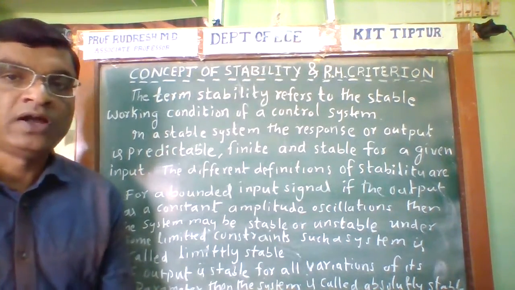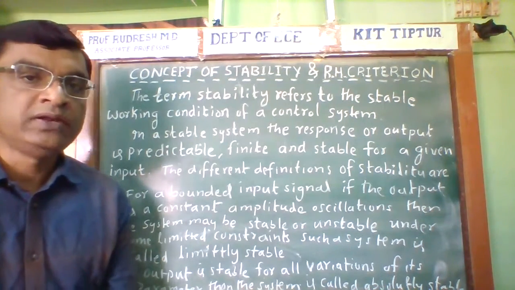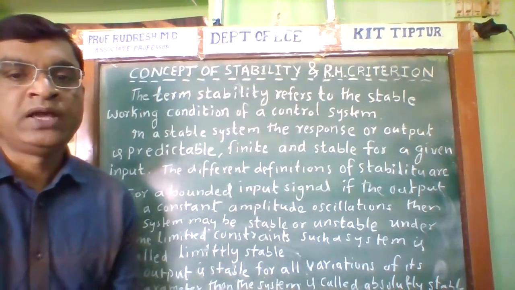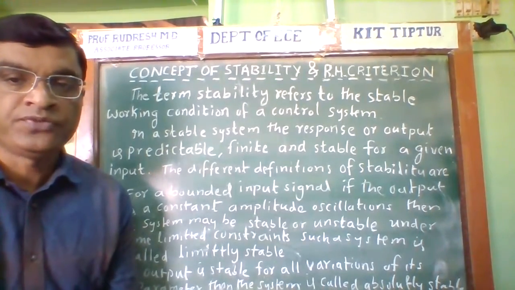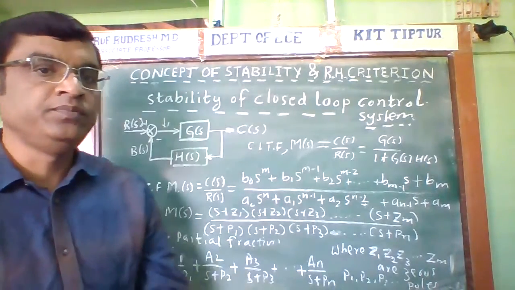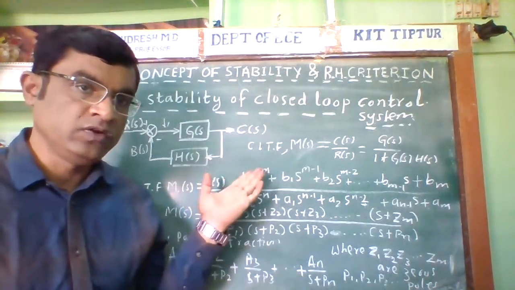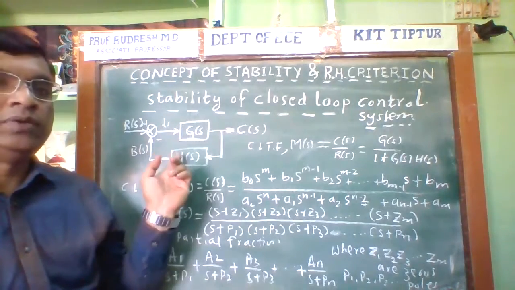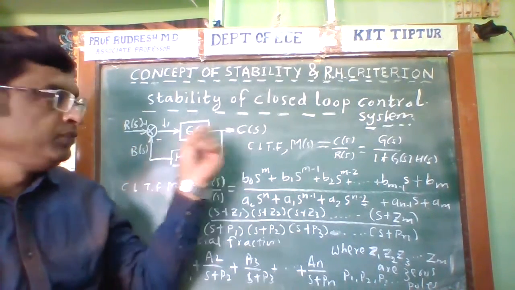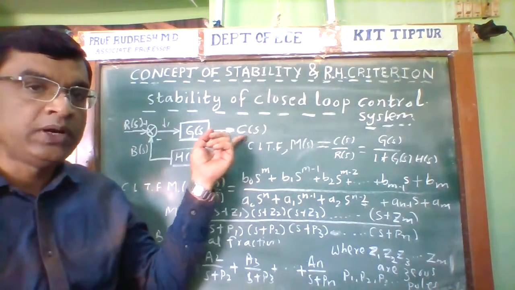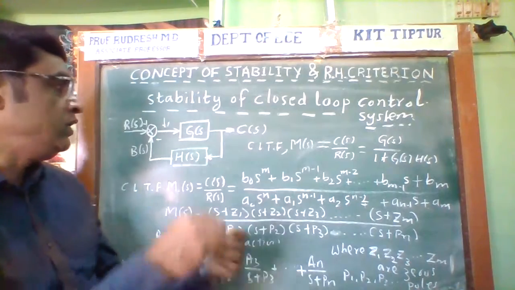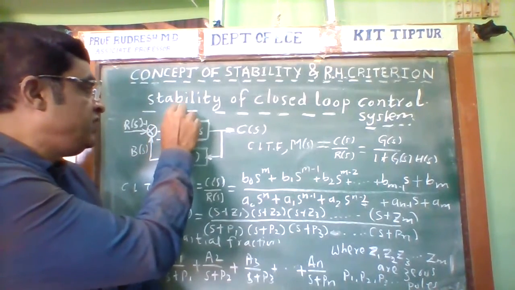Before understanding the RH criterion, I'm going to explain how to analyze the concept of stability by considering closed loop control systems. Now consider the block diagram of the closed loop control system. R of S is the input in the S domain, C of S is the output in the S domain, B of S is the feedback signal, and E of S is the actuating signal.